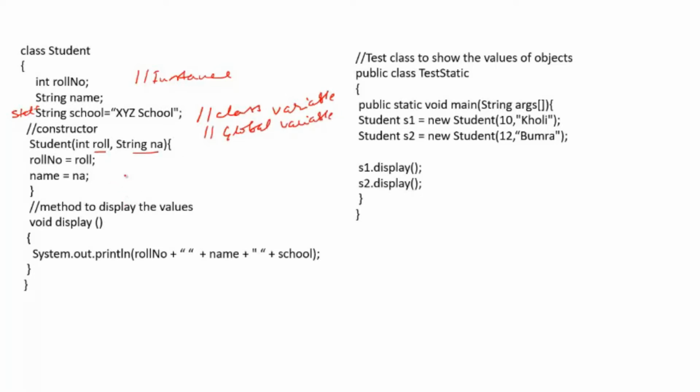And here we assign the roll numbers and name, and then display the roll number, name and school. Say I have passed them here, now the call will be here. So when we create the object s1, we pass roll number 10 and Kohli, and then s2 gets roll number 2 and Bumrah. When it prints, it will print the school name here.